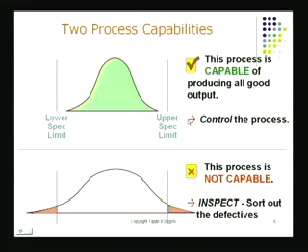Let's take a look at two processes. What is a perfect process? I show the tolerance here, the upper and lower specification limits, and look at the natural variation of the output. It's well within the tolerance. So this is a good process. This is what we call a capable process. It's wholly within the tolerance. The natural variation of this process is wholly within the tolerance.